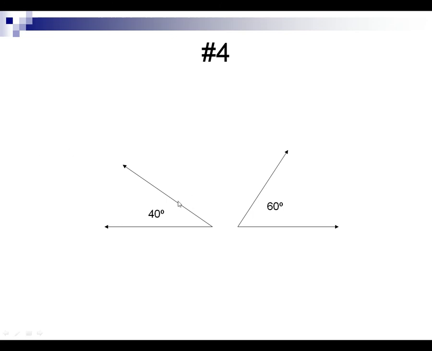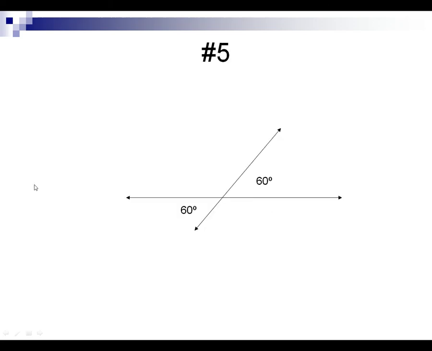All right, we have two angles that aren't touching, 40 degrees and 60 degrees, so they are none of the above. 40 plus 60 is 100. There is no special thing for two angles adding up to 100 degrees, so they are none of the above. All right, what do you got? 60 degrees, 60 degrees. They're opposite from each other. Two lines crossing. Vertical angles.